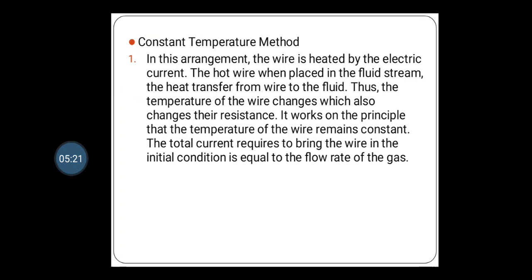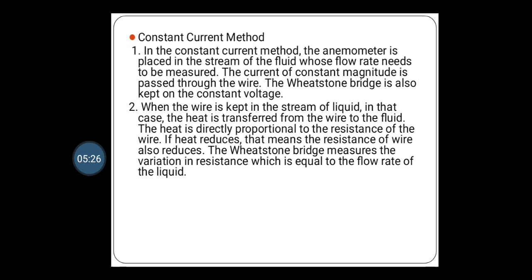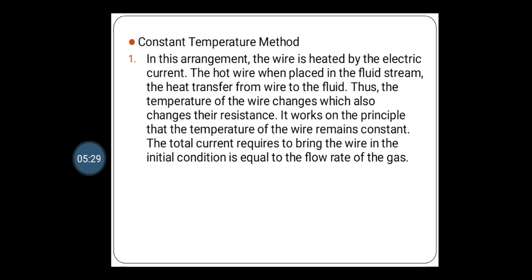Now the second is the constant temperature method. In this arrangement, the wire is heated by the electric current. When the hot wire is placed in the fluid stream, heat is transferred from the wire to the fluid. Thus the temperature of the wire changes, which also changes its resistance. It works on the principle that the temperature of the wire remains constant. The total current required to bring the wire to the initial condition is equal to the flow rate of the gases.